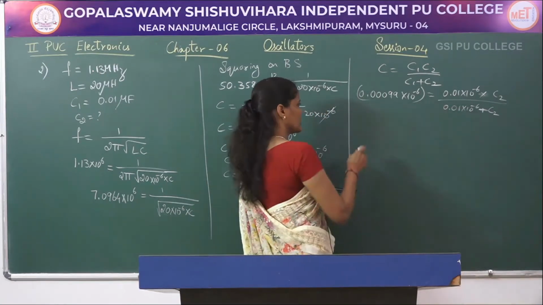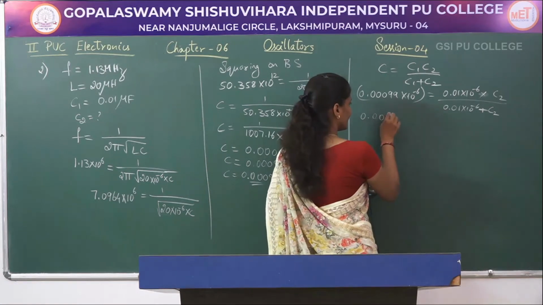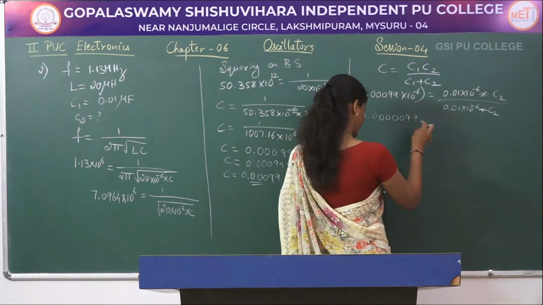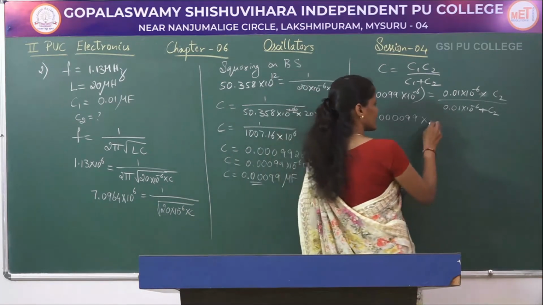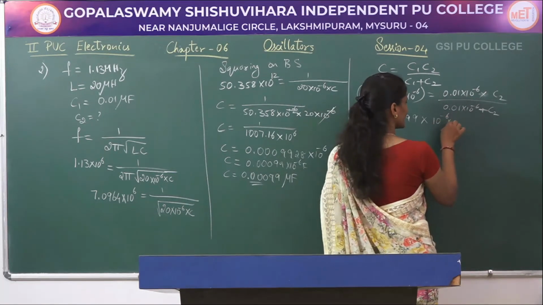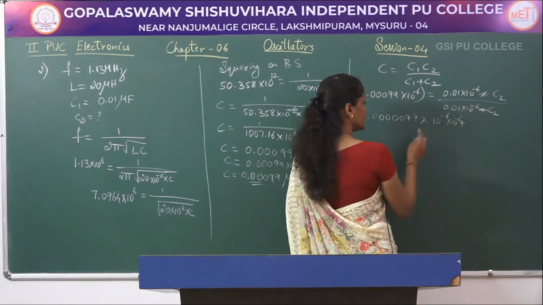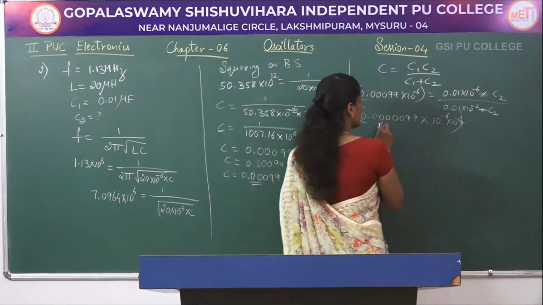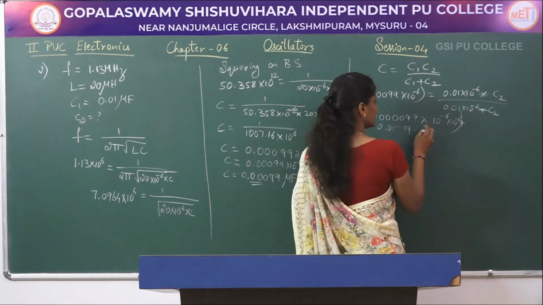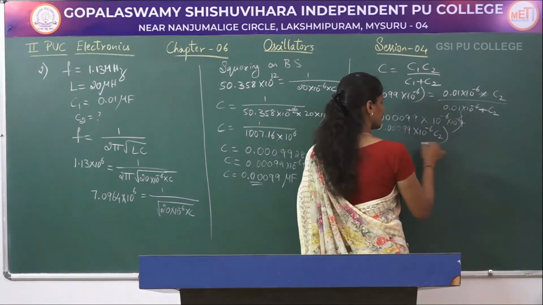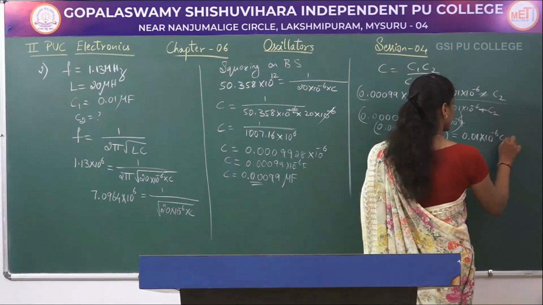0.00099 into this. So I will be getting 0.5099 into 10 to the power of minus 6 into 10 to the power of minus 6 gives me 10 to the power of minus 12, but let me retain it as 10 to the power of minus 6 itself, plus this part into C2, this is one term, and 0.00099 into 10 to the power of minus 6 C2, this is another term, gives me 0.01 into 10 to the power of minus 6 C2.